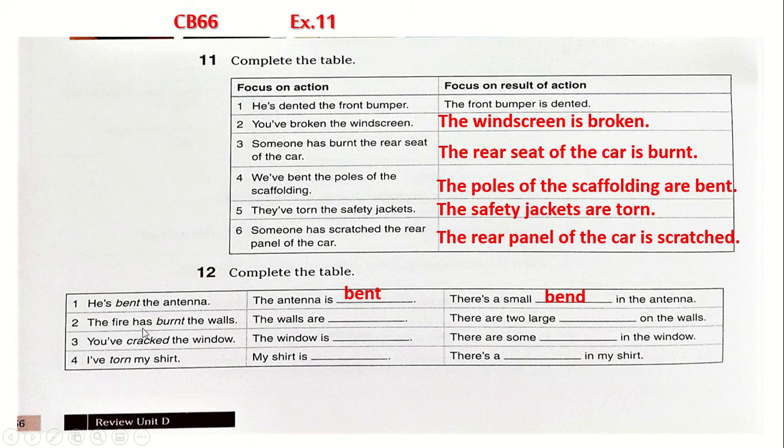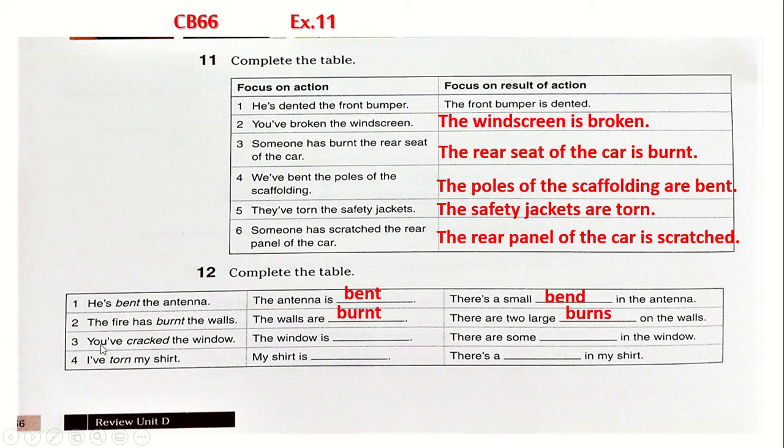Number 2, the fire has burned the walls, so the walls are burnt, the past participle, التصريف الثالث. And here we say there are two large. Here we need the noun from burnt, burns, because two, لأن هما اتنين حرقين حرقين. There are two large burns on the walls.